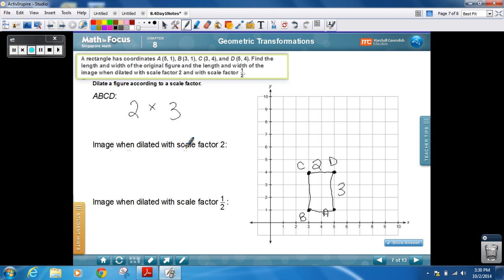So my image, when dilated by a scale factor of 2, since this is larger than 1, I know it's going to be an enlargement. All you do is take 2 times 2, which is 4, by 3 times 2, which is 6. The next one asks, what would be the image when dilated with a scale factor of 1/2? 1/2 means it's going to be getting smaller, so it's a reduction. So 2 times 1/2 is 1. 3 times 1/2 is 1.5. In the next section we'll actually learn how to draw the dilation and how that would look.